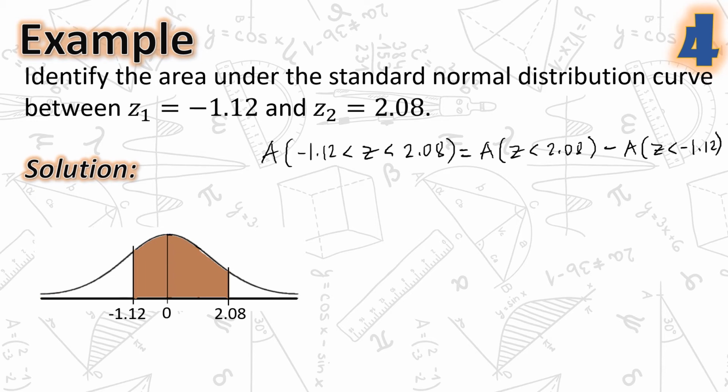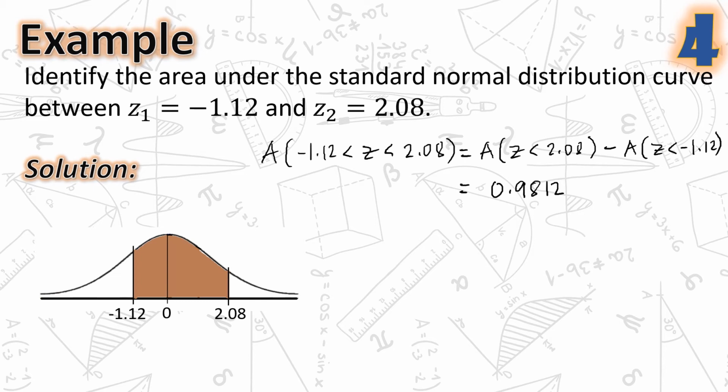Now, looking at the table, the area corresponding to the left of z equals 2.08 is 0.9812. You can verify this by looking at that part of the table showing positive values for z, or showing the areas for positive values of z.